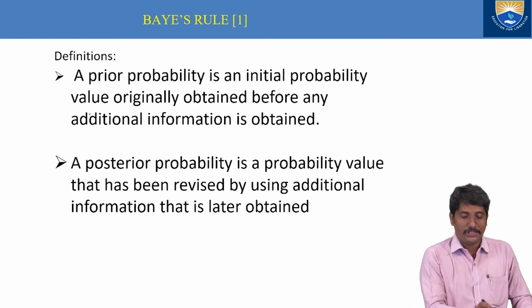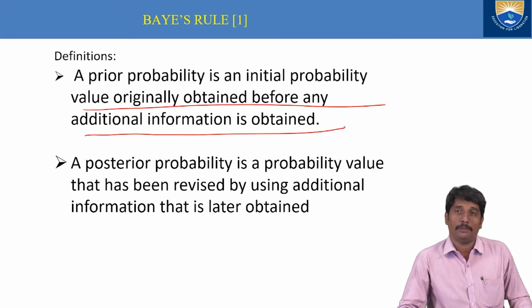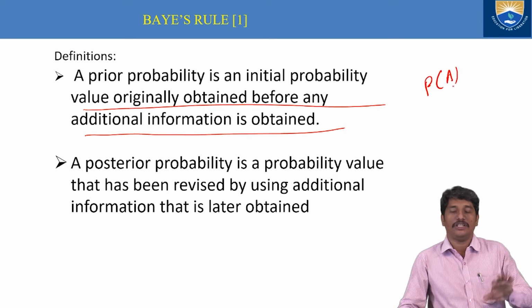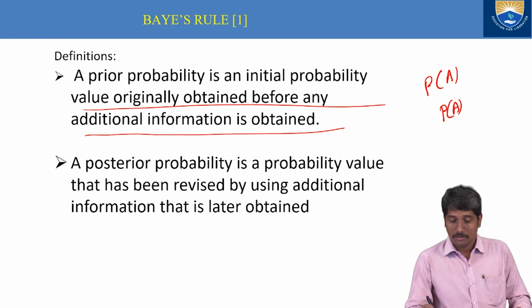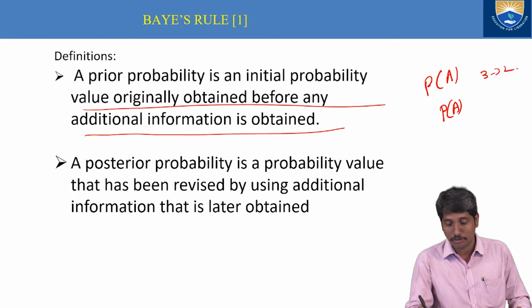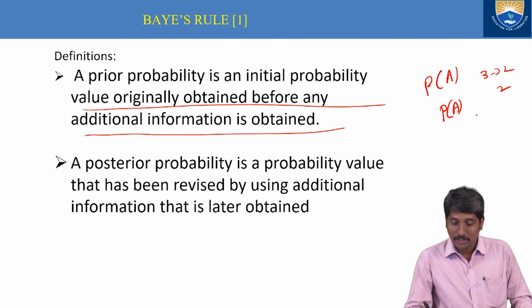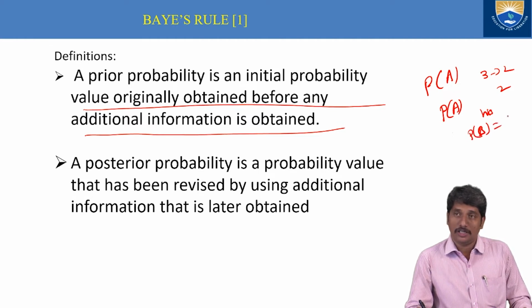So, a prior probability is an initial probability value originally obtained before any additional information is obtained. It means just P of A without any additional information. Take the probability that India will enter the semi-finals. Suddenly, the latest information came that out of three matches, India won two matches. Now two matches are remaining. According to the latest information, for the next two forthcoming matches, there is a high probability of rain. The probability of having rain in the area where India is going to play the remaining two matches is 95%.